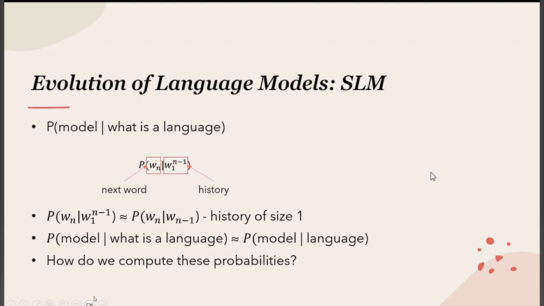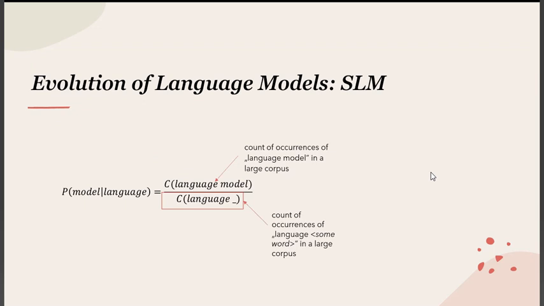But how do we actually compute it? It is again pretty simple, a straightforward formula: just counting. Simple counting is what we are doing here. We take a huge corpus and calculate the number of times the words "language" and "model" occur together.